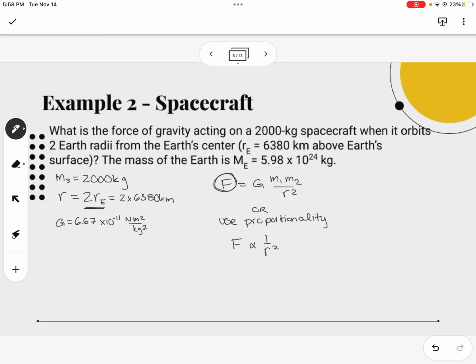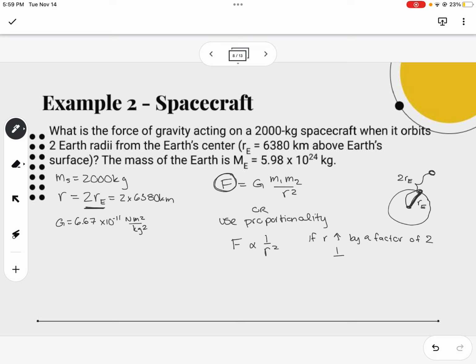Normally, this R value is just the Earth's radius, right? If I'm at the surface of the Earth, then the distance between me and the center of the Earth would just be the Earth's radius. Here they're saying I have a space station, and R is actually 2 times R_E, okay? But all that's happened here is my R value that I'm used to for calculating weight of an object, that R value has doubled. If R increases by a factor of 2, how would your force change?